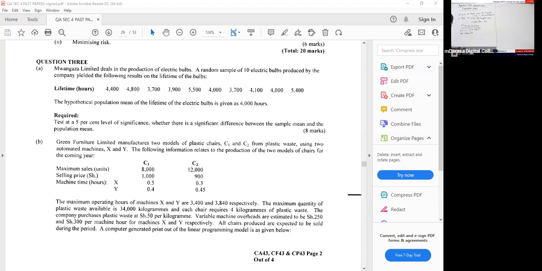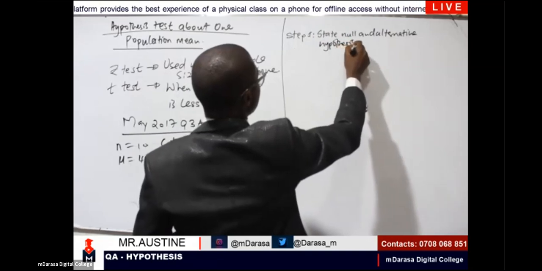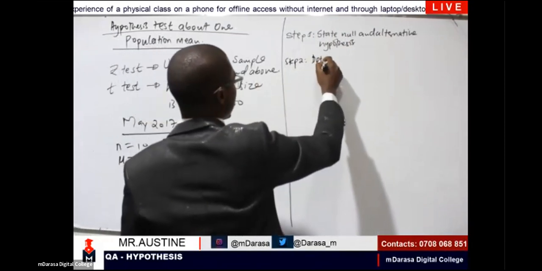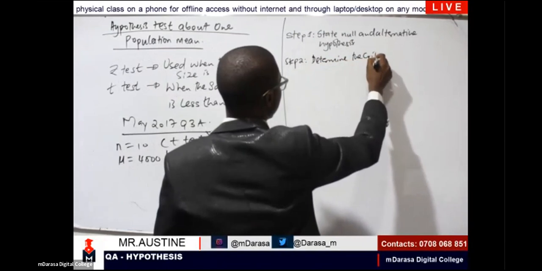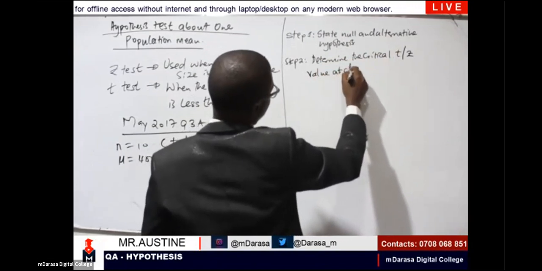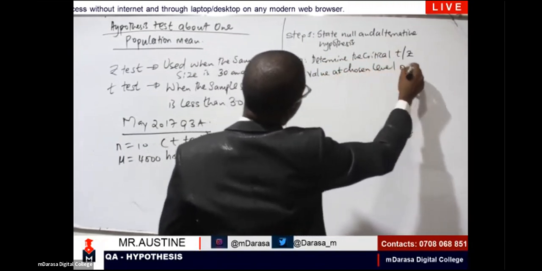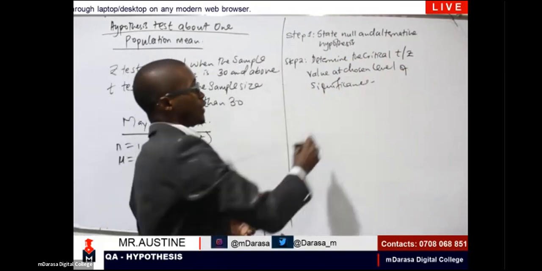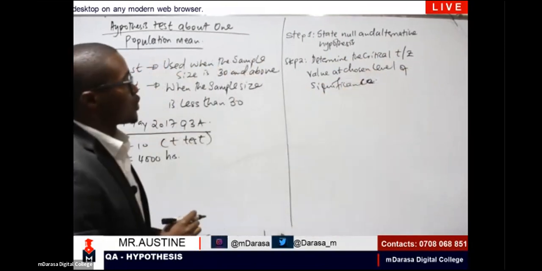Just to remind you of the steps of hypothesis testing: in step 1, you are to state the null and alternative hypothesis. Step number 2, you are to determine the critical t-value or z-value at the chosen level of significance. Because determining the critical value will help you to ascertain the rejection and acceptance regions.